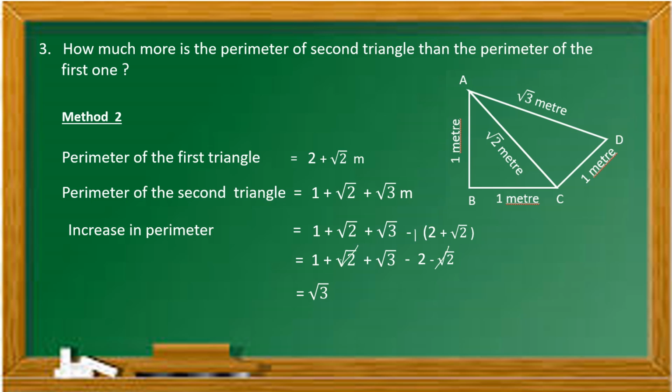That is root 3. What is 1 minus 2? Yes, it's minus 1. So we get root 3 minus 1. And what is root 3? 1.732 minus 1. If you think about it, when 1 is taken from 1.732, how much will be left? 0.732, isn't it? So we got the answer as 0.732 meter.